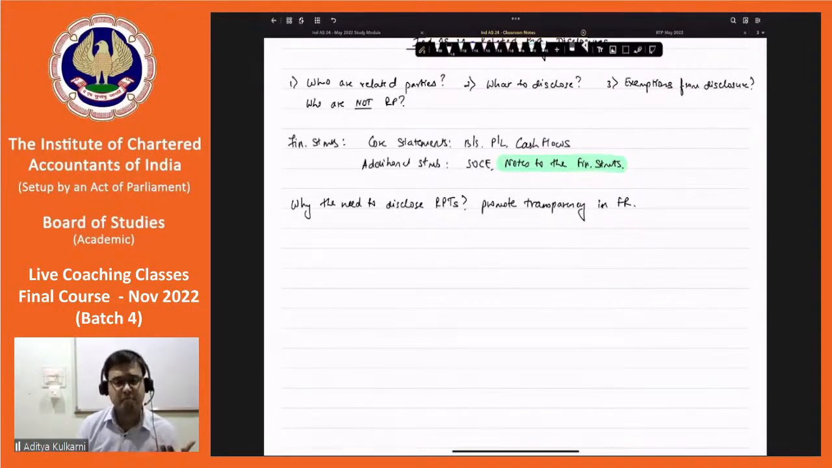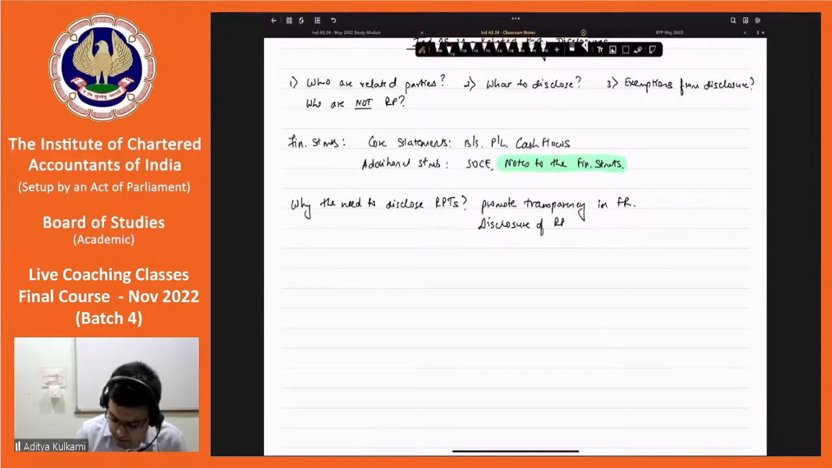The genesis of the term arm's length price is coming from the Income Tax Act. It's not coming from Ind AS. So Ind AS does not require you to do the transactions at arm's length price. Ind AS does not penalize you if you do not do the transactions at arm's length price. Ind AS only tells whatever you do, please disclose that. Okay.